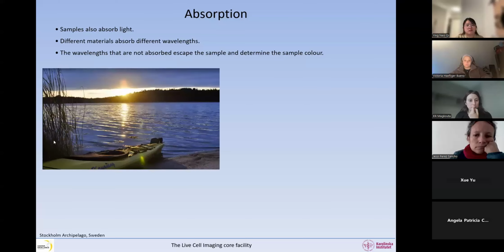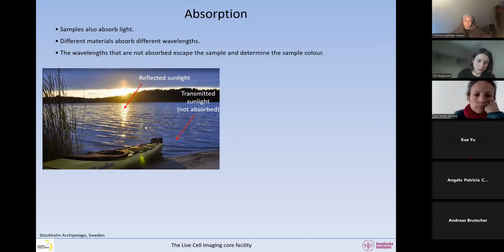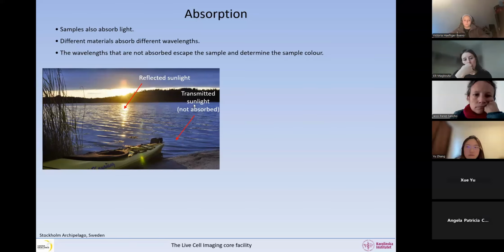So let's see, for example, here, in the beautiful Swedish archipelago, we have the sunlight, and that is white light. It has lots of different wavelengths. And we can see in here the reflected sunlight, and that sunlight has not gone through the water. It just bounced off the water, so it's yellow. It keeps the same color, okay? But if we look here, what we're seeing is the sunlight that has gone through the water, and part of the wavelengths have been absorbed, and then some of the light escapes the water with a different color. So the color that we're seeing, blue, is because this is the color that has not been absorbed by water, so it's transmitted.